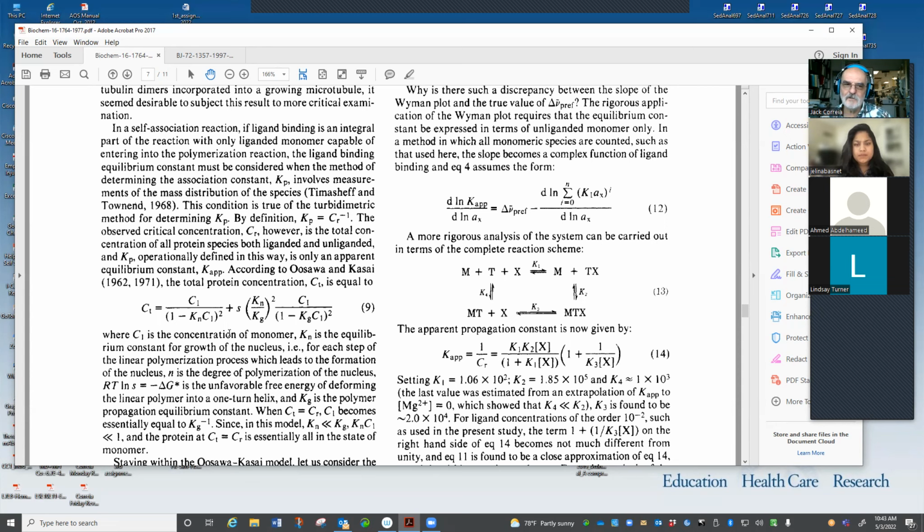The general thing that you need to know is that this has got the general name of nucleated condensation or nucleated propagation. It has its origins in some work by Oosawa and Kasai, Japanese guys who primarily worked on actin and flagella. And so they did a lot of the early work in this field in general.